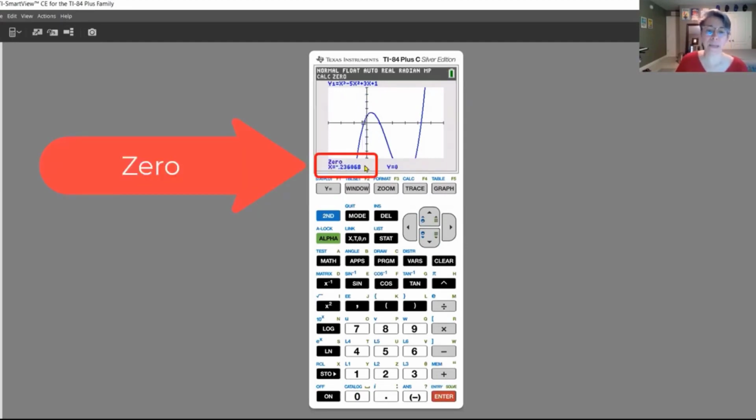And then I'm going to hit enter again to say yes. And then it's estimated a 0. So we would write down a 0 of negative 0.24, because it said to round to 2 decimal places. So negative 0.24 comma 0. So this is one of our solutions.